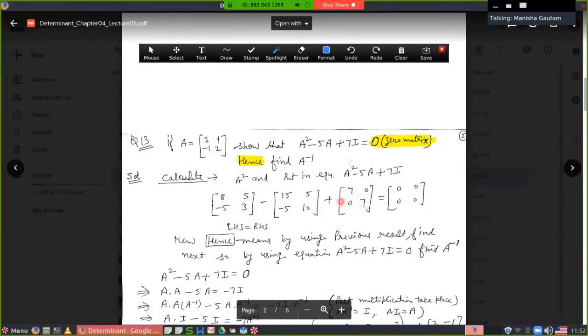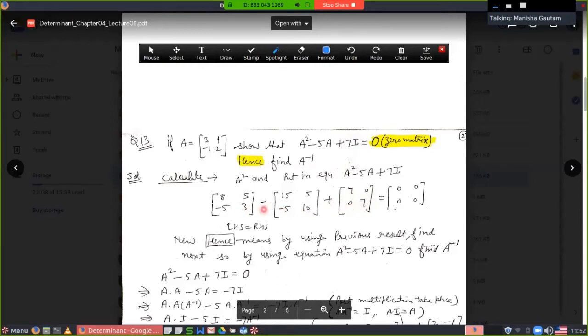Sometimes in the equation, only the constant term is written. You have to write down the I yourself. The 7 means not just the number 7 to add to the matrix. You have to put 7 into I and multiply that I matrix by the number. You will get a matrix, and do the question accordingly.